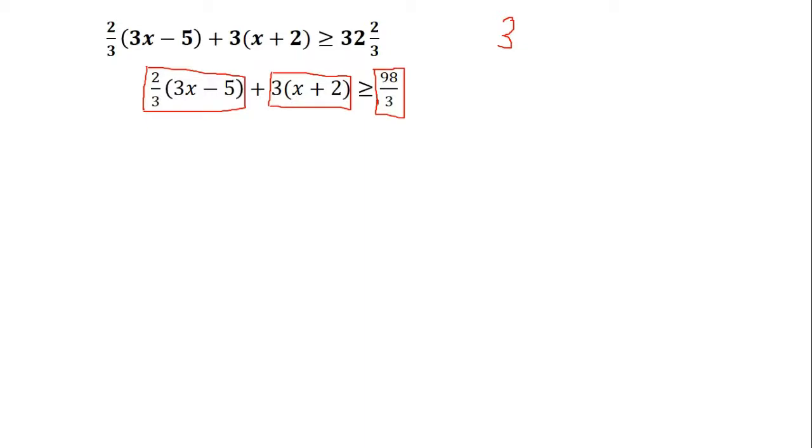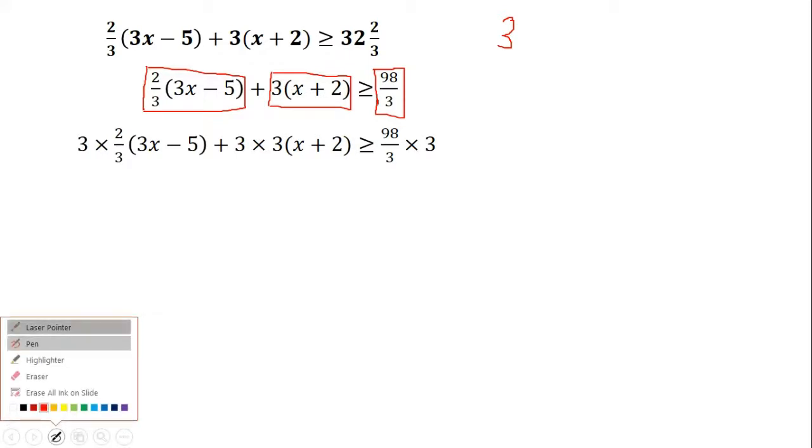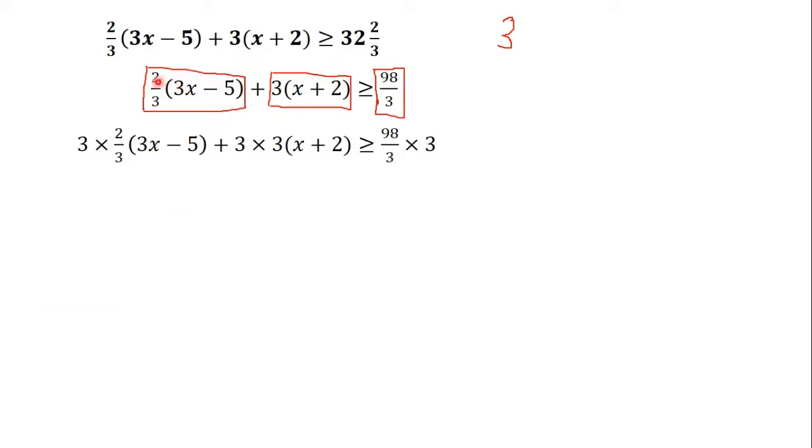The next step is that you multiply each term by the LCM. So this is what is going to happen. You are going to multiply this term here, which is 2 over 3 into bracket 3x minus 5, by the LCM, which is 3. Then when you come here, you multiply this term, which is 3 into bracket x plus 2, by the LCM, which is 3. So 3 times this term, then you multiply this term also by 3. I hope that is clear.